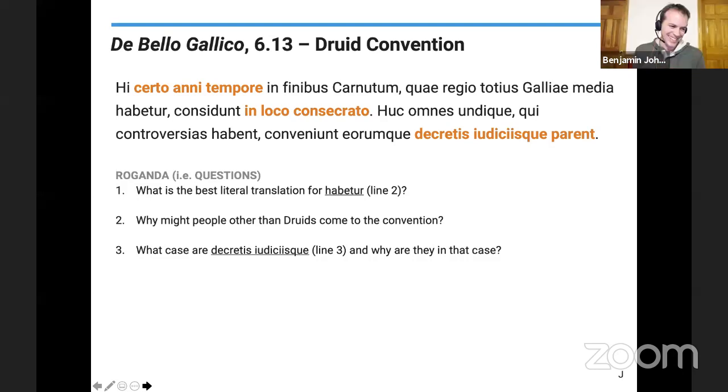And number two, why might people other than Druids come to this convention? We're talking about a convention of the Druids that happens in finibus Carnutum, in the boundaries of the Carnutes. And then number three, what case are decretis judiciisque in line 3, and why are they in that case? So we'll give you that awkward pause now.